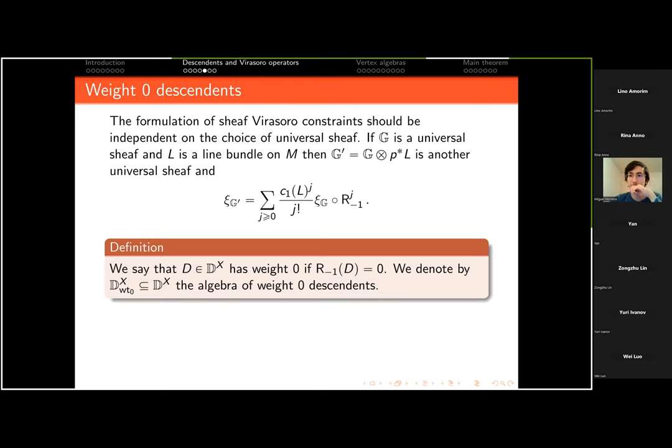Yeah, exactly. Okay. So we say that some element in this descendant algebra has weight 0 if it is annihilated by R minus 1.